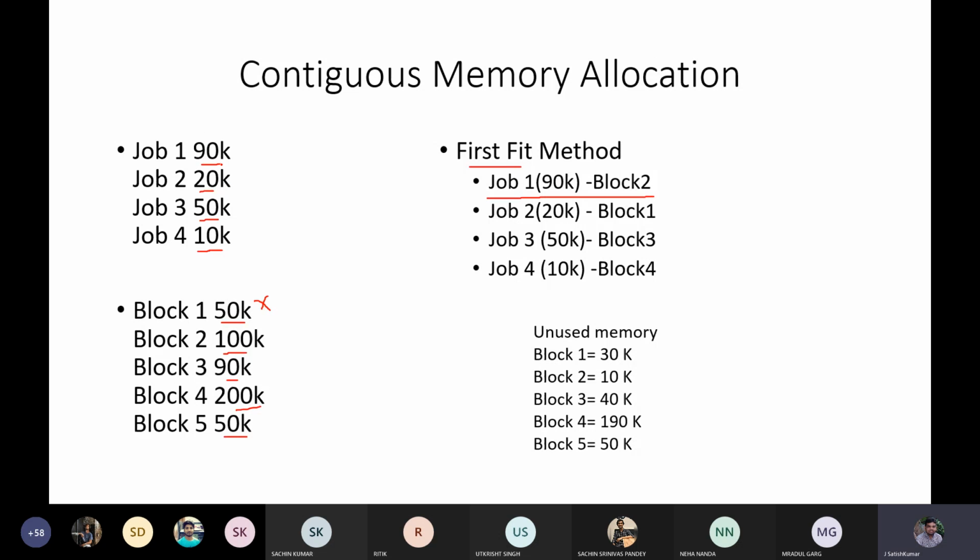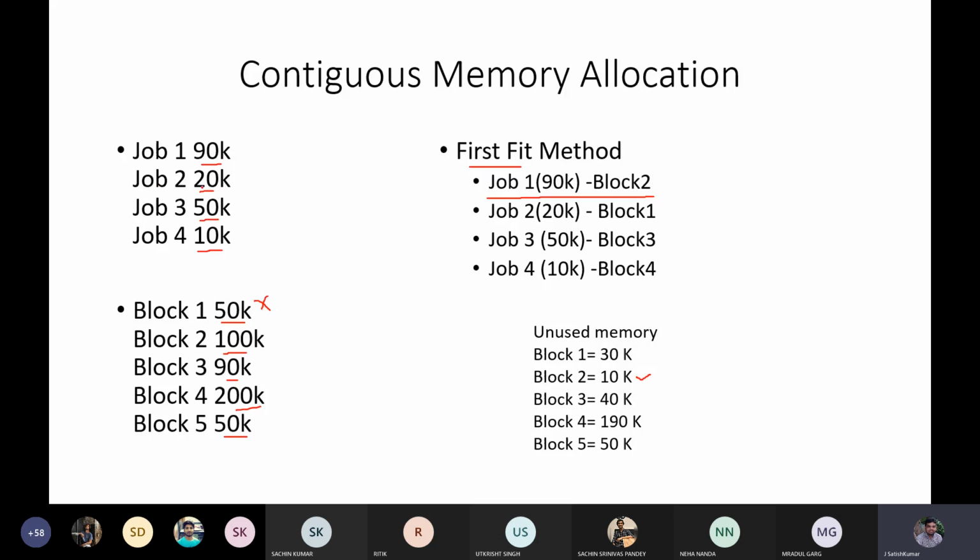If 90K is allocated in block 2, the unused space in block 2 is 10K, right? Yes, job 1 needs 90K. We allocated block 2 of 100K, which is sufficient. The unused space is 10K.